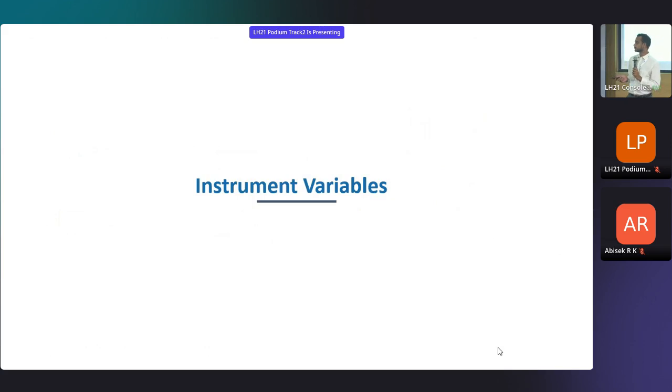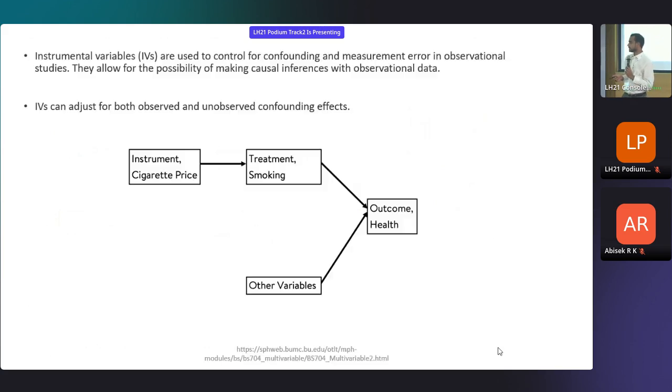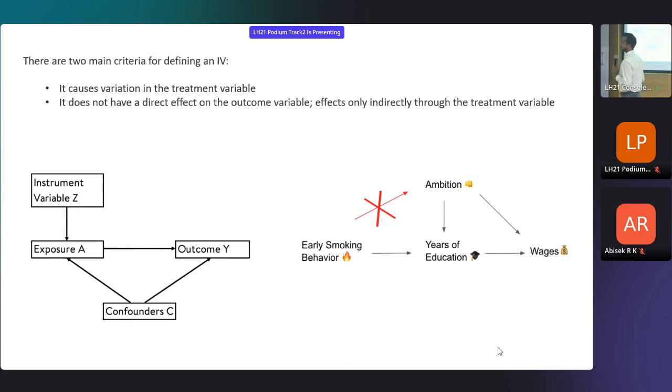One is instrumental variables. Instrument variables are variables which affect only the treatment. They wouldn't affect the outcome, so the only effect of the variable on the outcome is through the treatment. If the treatment is confounded by any other factor, we can get to an instrument which we can use to estimate the effect of the treatment. There are two main criteria for defining an instrument: it causes variation in the treatment variable, and it does not have an effect on the outcome directly. The only effect is through the treatment.